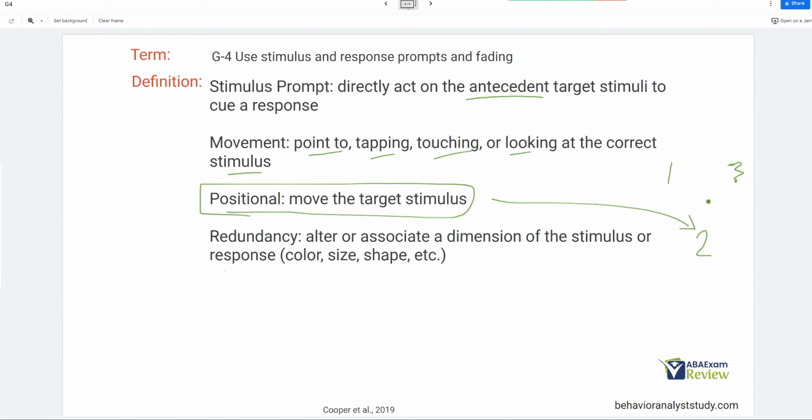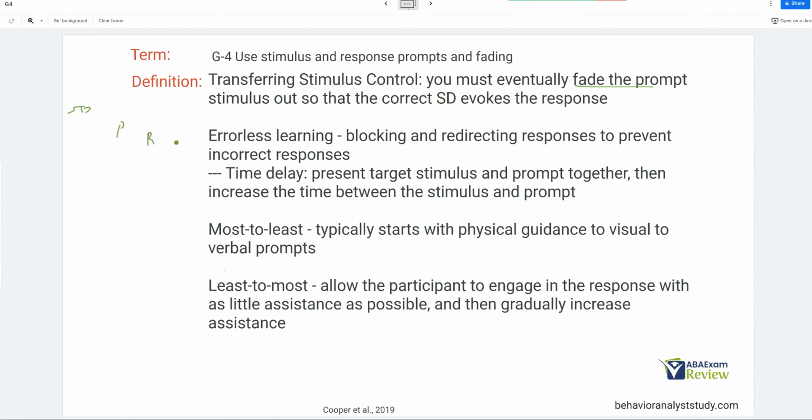You've got to figure out, you have your response. When you're prompting, the prompt is evoking the response. We don't want that. We need to fade this out so it's no longer there. We want the SD to evoke the response. That's the entire idea. And so when you're transferring stimulus control, you're essentially transferring control from the prompt to the SD. Now, there's other ways to transfer stimulus control, but in the context of prompting, that's what we're doing.